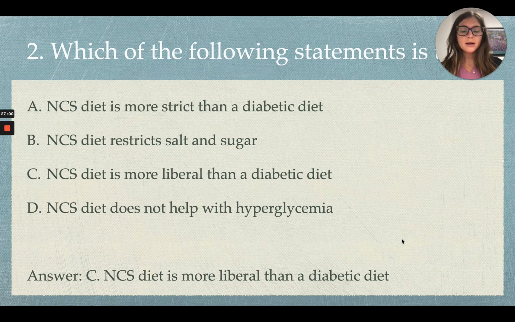So again, on the scale for restrictiveness, we have the regular diet that is going to be least restrictive, and then we have the diabetic diet, and somewhere in the middle is going to be the no concentrated sweets diet. So it's going to be a little bit more liberal compared to the diabetic diet.